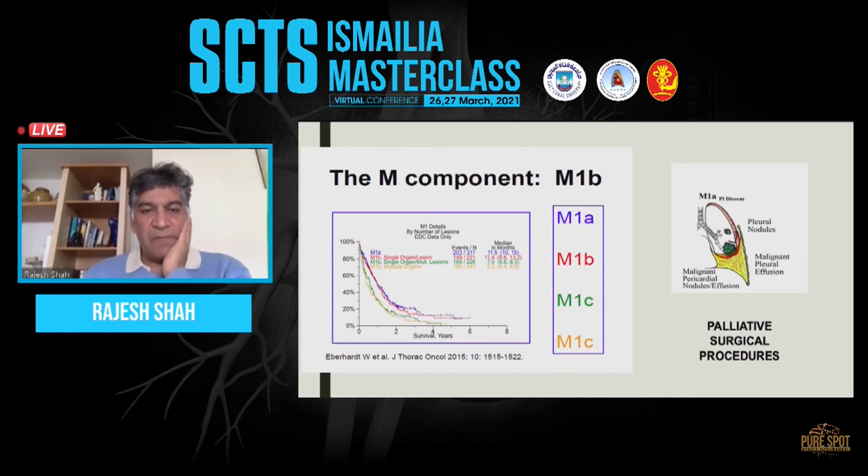These are patients with M1 disease. A very selected group of patients may benefit from surgery, especially with single organ metastases in either the brain or the adrenal. Again, it needs to be considered in the context of systemic therapy.